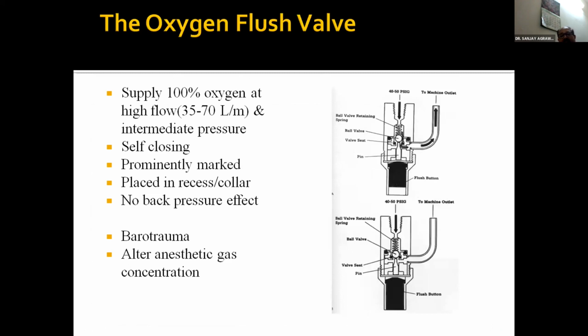Oxygen flush supplies 100% oxygen at a very high flow rate, 35 to 70 liters. And an important thing is that over a period of time, they have become self-closing. Initially, there was a provision that we could open it and then fix it in one position, so that used to cause barotrauma. Now they are self-closing. They are prominently marked, placed in a recess and collar, and there should be no back pressure effects.